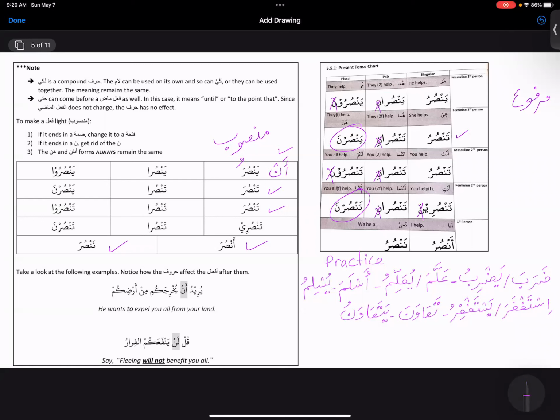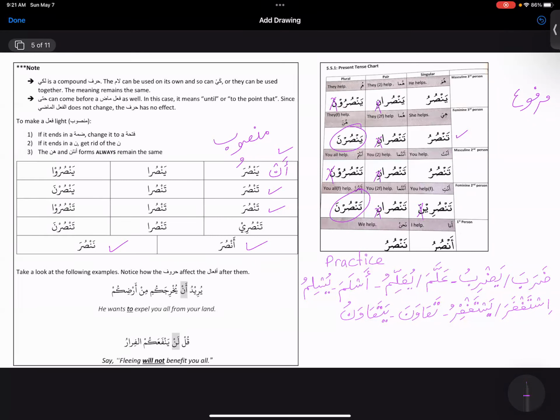Easy? Okay. Could you please repeat it again? I didn't quite get it. Okay. First of all, we are changing this regular fail mudaria into the mansoob version. And we have these letters: an, lan, likai, izan, hatta. We can take them as five, even though likai has two more versions. So basically they are seven, but we are going to take them as five.